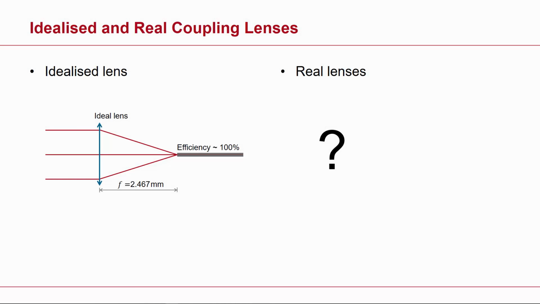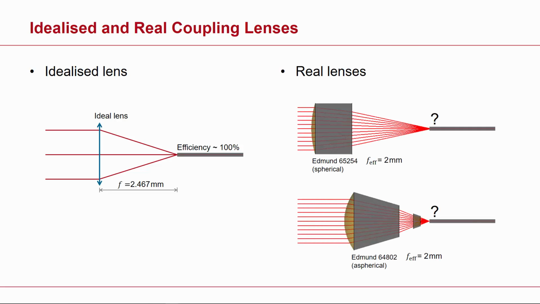The next question is to find a real lens that fulfills the same coupling task with a high enough efficiency. A rough search of the Edmund Optics website provides two possible lenses, an aspherical lens with a code 64802 and a spherical one with code 65254. Both of them have an effective focal length of 2 mm, which differs from the desired value.